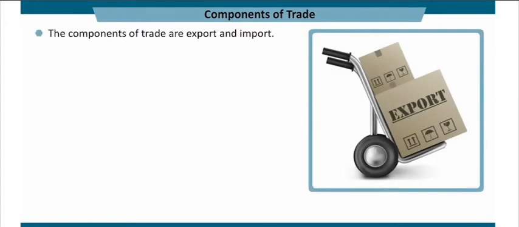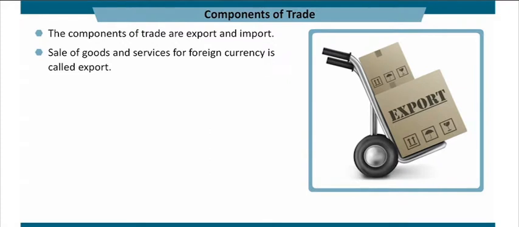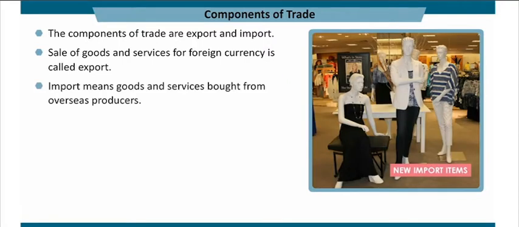Components of trade. The components of trade are export and import. Sales of goods and services for foreign currency is called export. 7,500 goods are exported to nearly 190 countries from India. Import means goods and services brought from overseas producers. India imports nearly 6,000 goods from 140 countries.